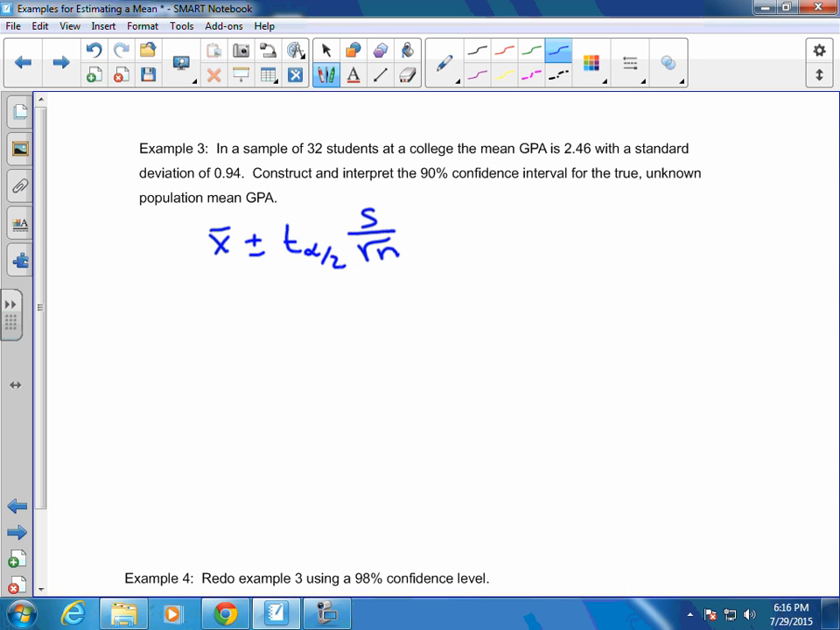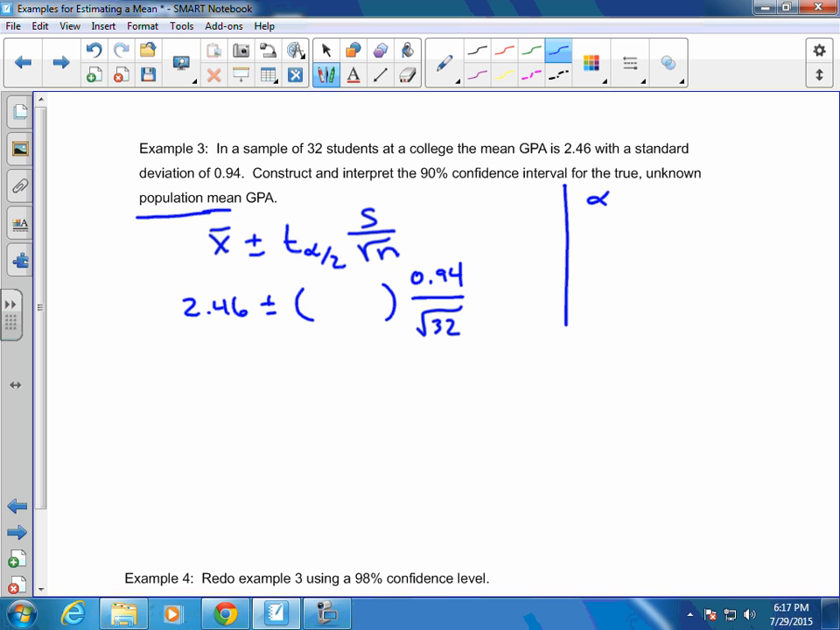So what I'm going to do is identify, if this was a test question, it comes right out and tells you you're trying to estimate a population mean, find a confidence interval for it. So copy down the confidence interval formula. Typically for these problems, we're going to be given several of our values to plug in. We know the sample mean GPA is 2.46. Let me skip over the critical t value for a second. We know the sample standard deviation is 0.94. And we know that our sample size is 32.